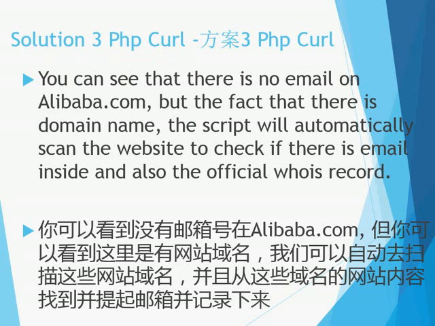So you can see that there is no email address on Alibaba, but there is a domain name. It's what we just did. There was a domain name. So from the domain name, the script has automatically scanned all the email addresses on the website and also on the Whois record. It's what I explained in the folder PHP Whois 422.